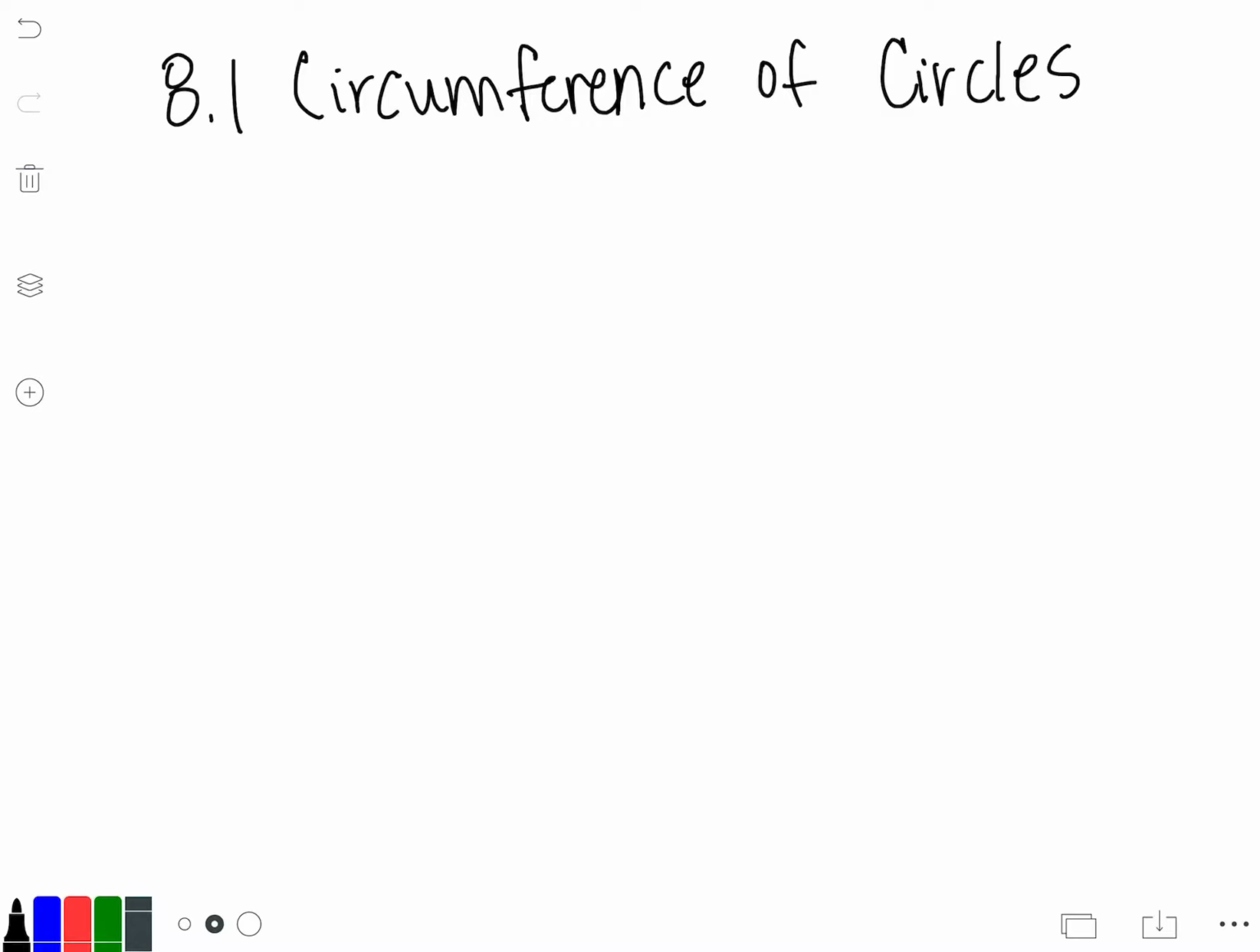We're going to work on this lesson all week long. I'm trying to take it slow because I know obviously it's a little more challenging to learn probably online than it is in class. So, here we go. Feel free to pause at any time. Here's your title, 8.1 Circumference of Circles.